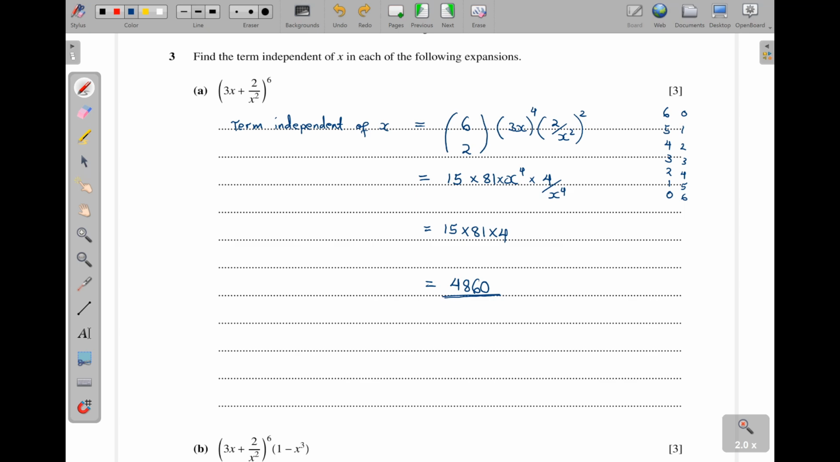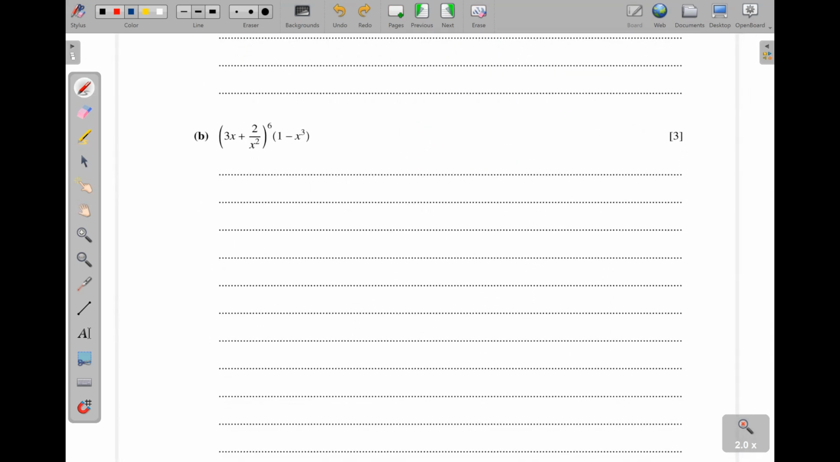Now, when you look at this one here, there are 7 terms in here. So if we want the term that is independent of x, we need to get a term independent of x in here. We shall multiply it with a 1. Now, since we have x cubed here, we shall multiply with the term in here that ends in 1 over x cubed, such that when it multiplies with this x power 3, it disappears.